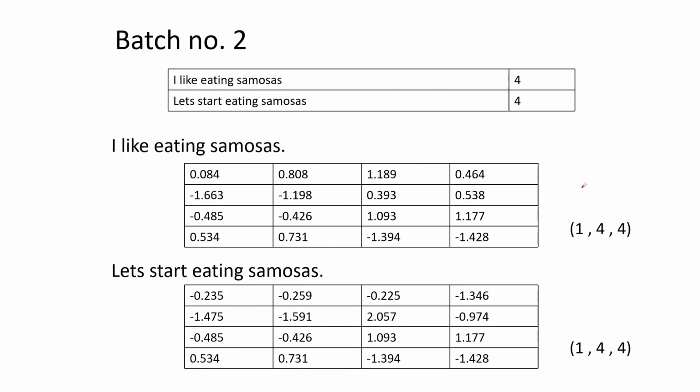Now batch number 2 is simple, because both of these have a similar number of words, so you don't have to do any kind of padding. Both will be 4 cross 4, and this one also 4 cross 4.